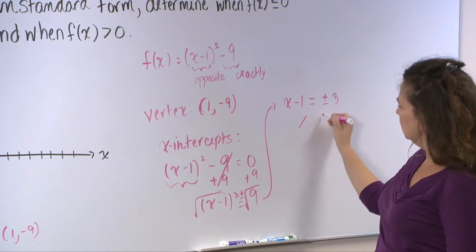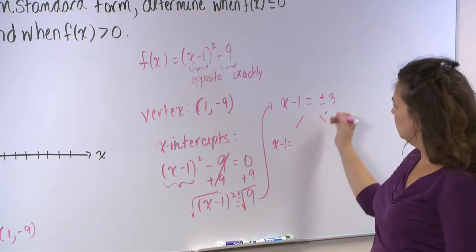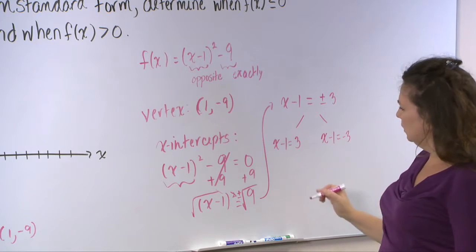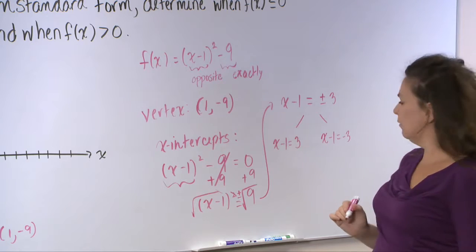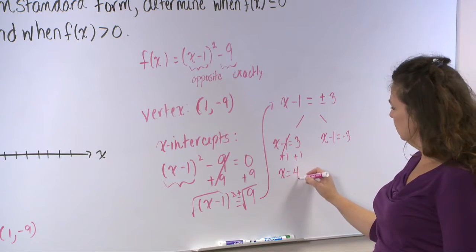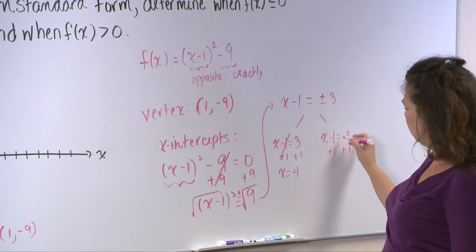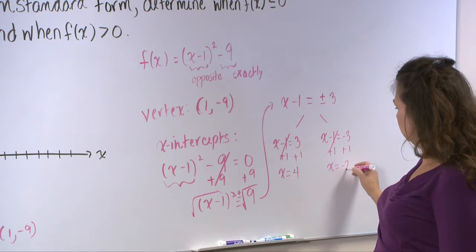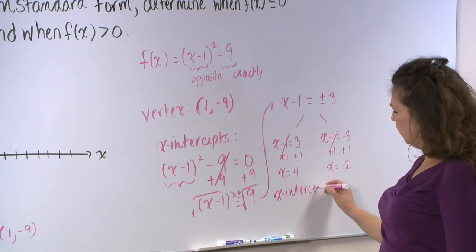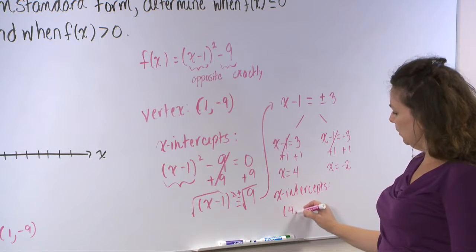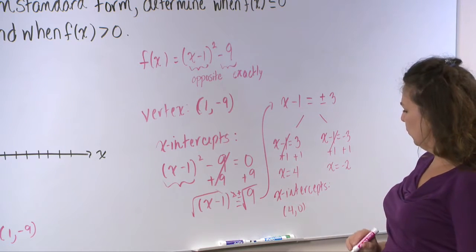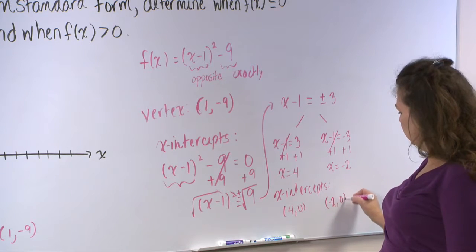So this tells me that I have x minus 1 is equal to the positive case, plus 3, and x minus 1 is equal to the negative case. So I have two simple equations here, which I'll solve for x. I'll do that by adding 1 to both sides here, and I find that x is equal to 4. The same idea here, add 1 to both sides, and I find that x is equal to negative 2. So the x-intercepts for this function are 4, 0. Recall the x-intercept is the point where the graph crosses the x-axis. That is when y is 0, and negative 2, 0.